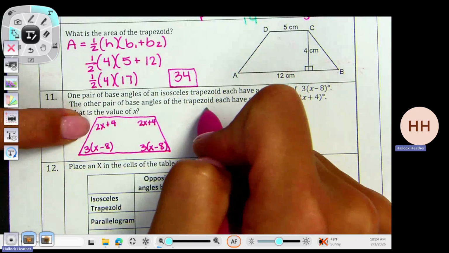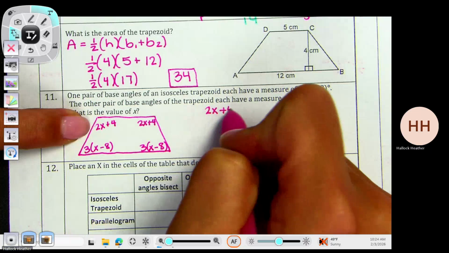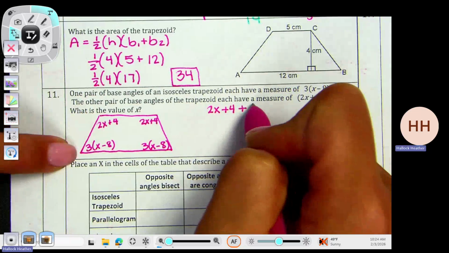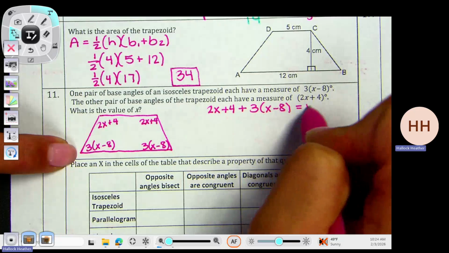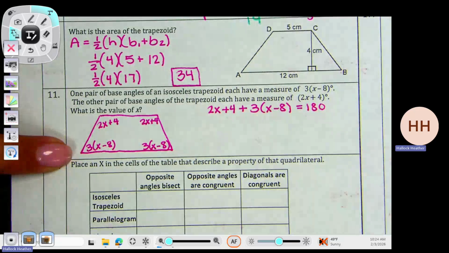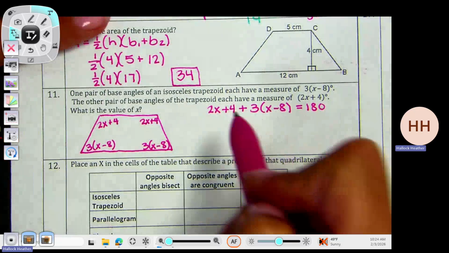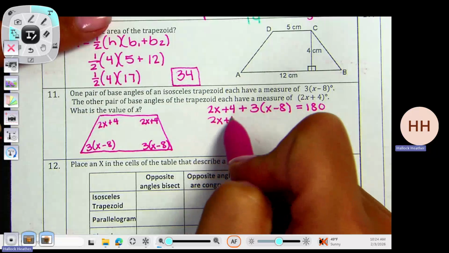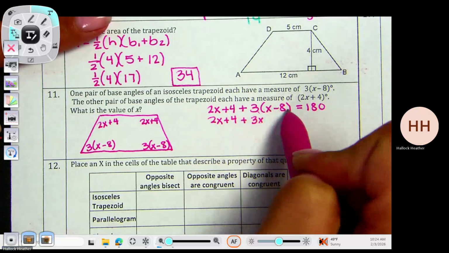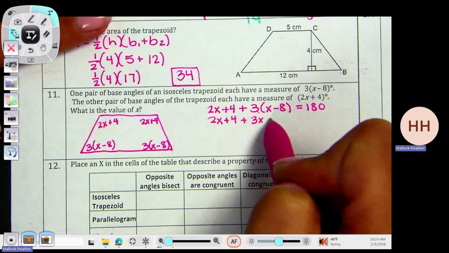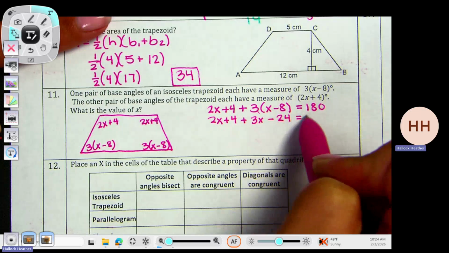So I'm going to do 2x plus 4, and I'm adding 3x minus 8 equals 180. So I do have to get rid of my parentheses, so I'm going to distribute. So 2x plus 4 stays the same. 3 times x is 3x. 3 times negative 8 is negative 24.